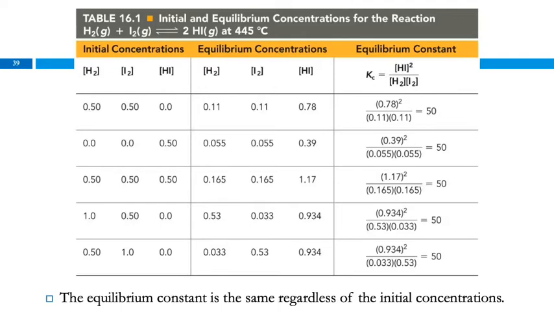So here's some other data for this reaction, same reaction. Here we're starting with half molar of the reactants and none of the products. And at equilibrium, we get the values we were just given, and we calculate the equilibrium constant as 50. If we start with no reactants and half molar product, we end up with these values, put those in, equilibrium constant is still 50. Start with equal amounts of all three things. At equilibrium, you get this.